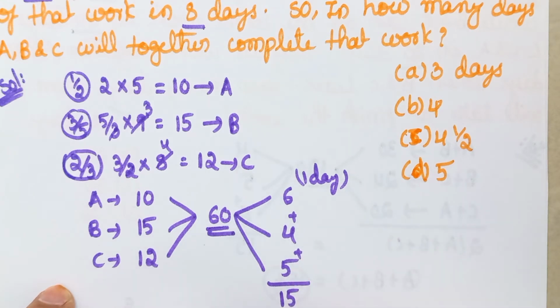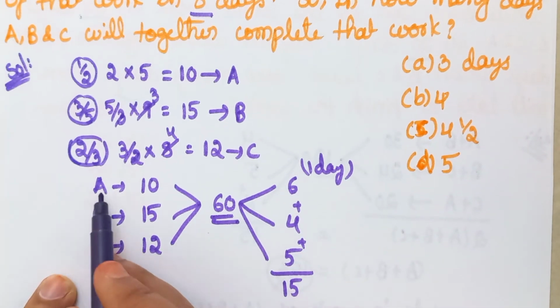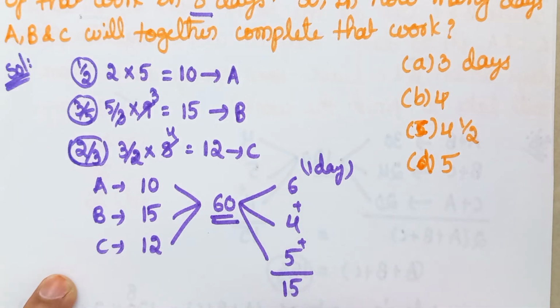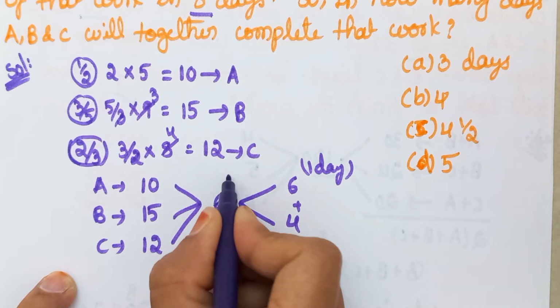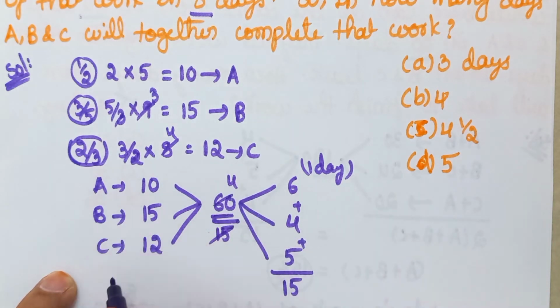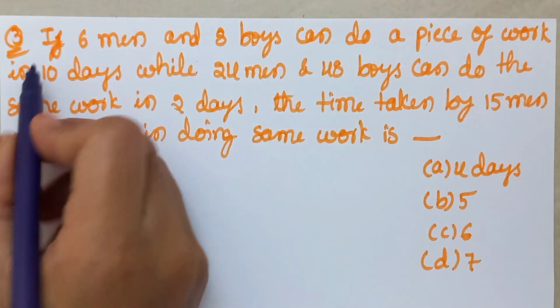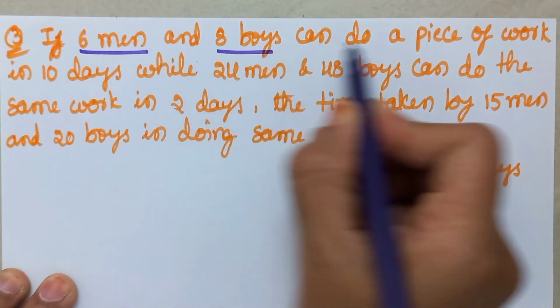In 1 day they can make only 15 chairs, because A, B and C can do 15 chairs in a day, but they have to make 60 chairs in total. So, what do we have to do? We simply divide 60 by 15, then we will get 4 days. In how many days can they complete this work? In 4 days they can complete the work. So, option number B.